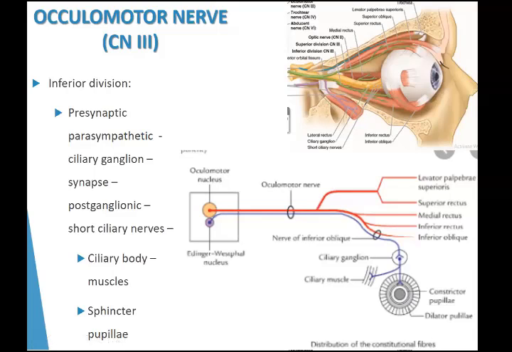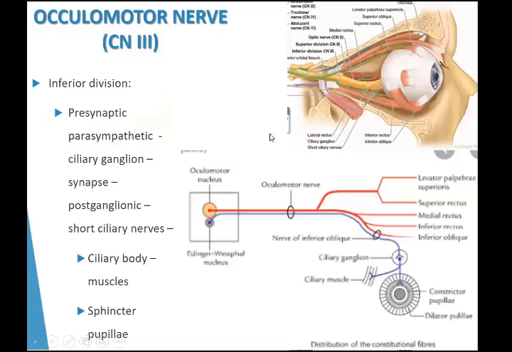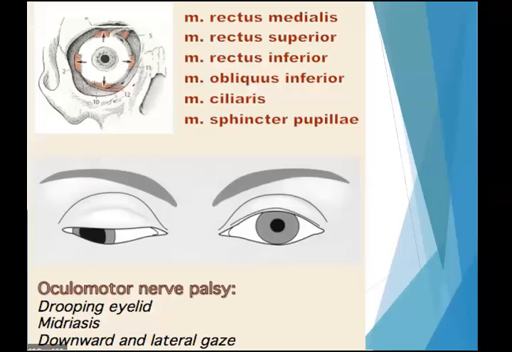Okay? Now the postganglionic fibers that arise from the ciliary ganglion run in the short ciliary nerves. So the nerves supplying the ciliary muscle and the sphincter pupillae are the short ciliary nerves. Is it clear so far? Do we have any questions? No questions? Fine, that's great. You understood everything. Let's come to the lesion of the oculomotor nerve.